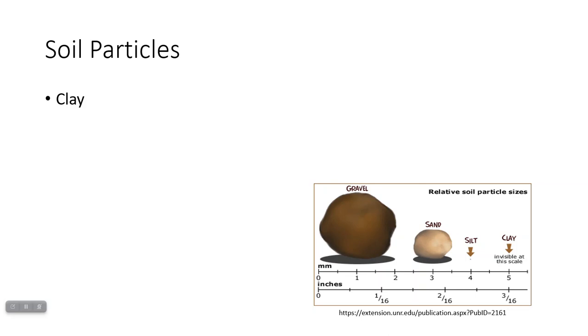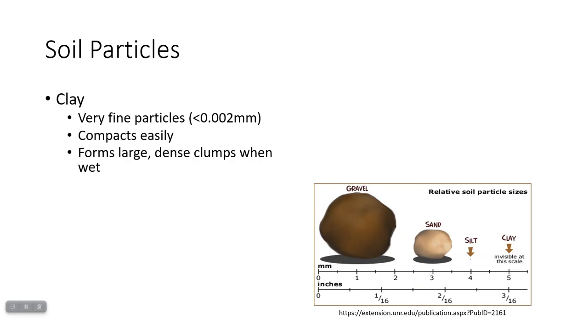So these different soil particles, starting from smallest to largest, are clay, which is so tiny that in this image right here, you can't even see it. It compacts very easily and forms large, dense clumps when it's wet, and has very high water holding capacity. So if you have a crop that needs to hold on to lots of water, you might want to have a lot of clay in the soil. Like I said, it becomes easily waterlogged, meaning it is soaked with water.